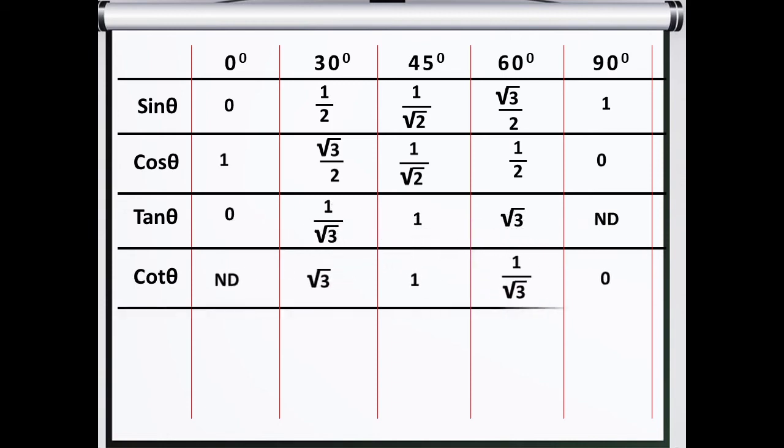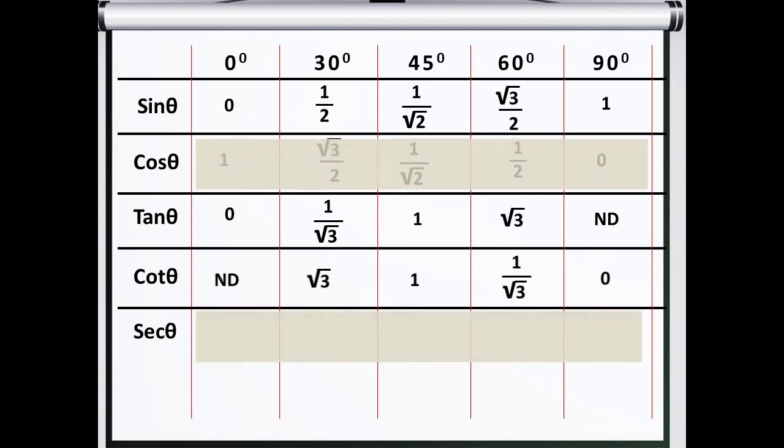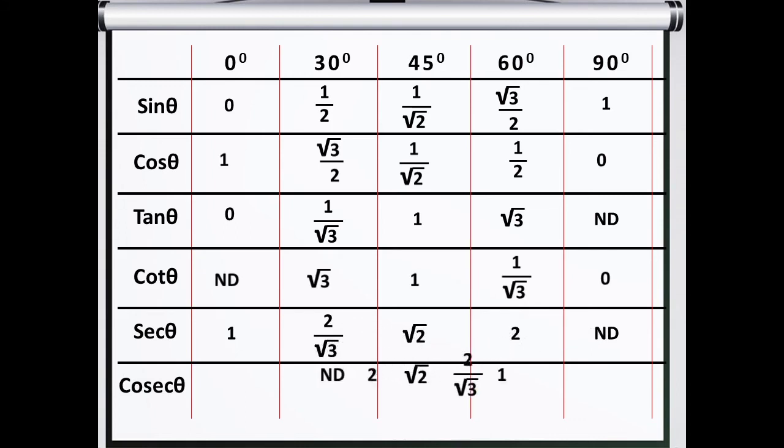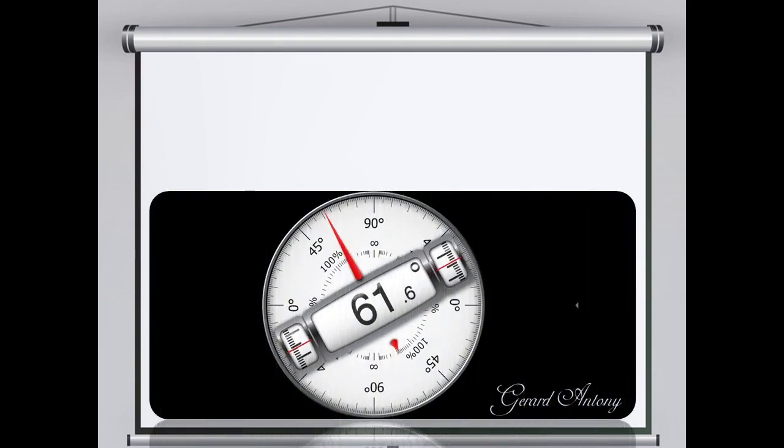Now values of sec theta can be taken by the reciprocal of values of cos theta. And lastly, values of cosec theta as the reverse order of sec theta. By remembering the steps and with practice, you can make this table in less than a minute.